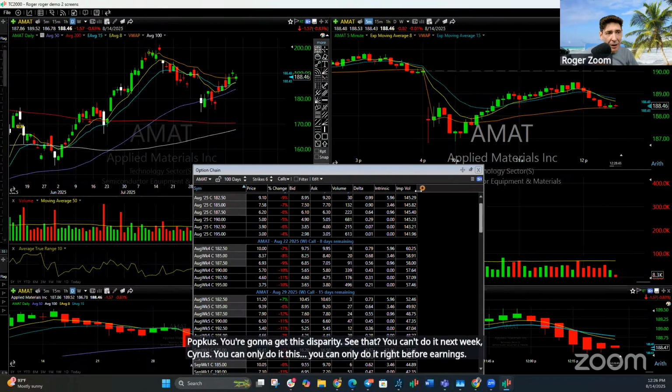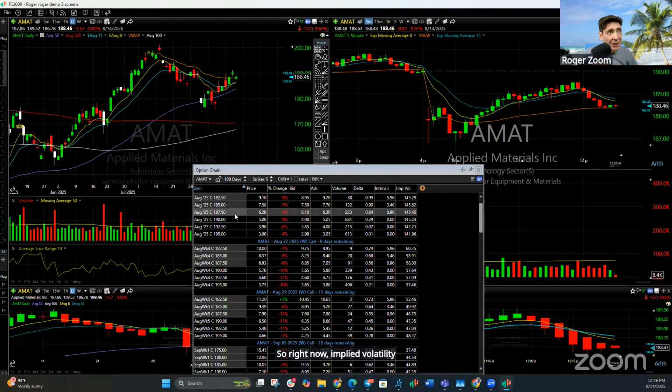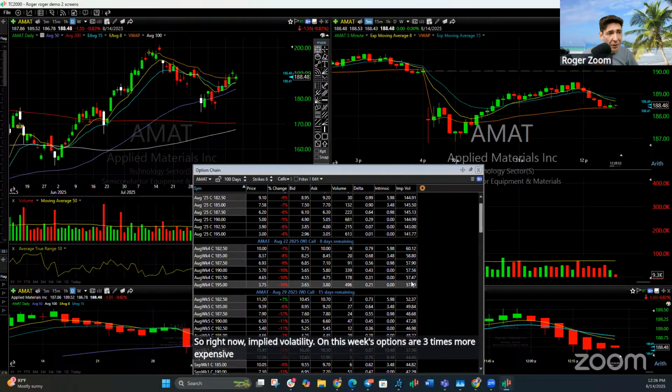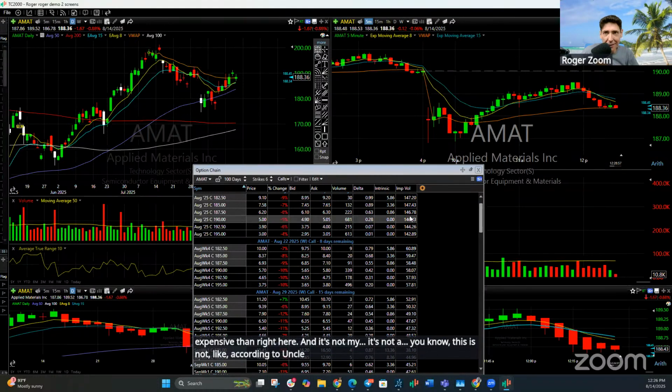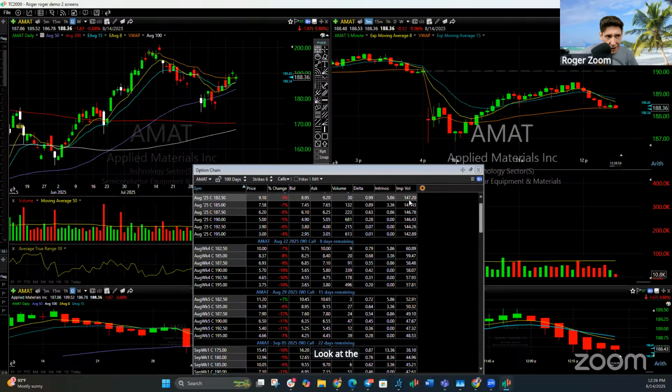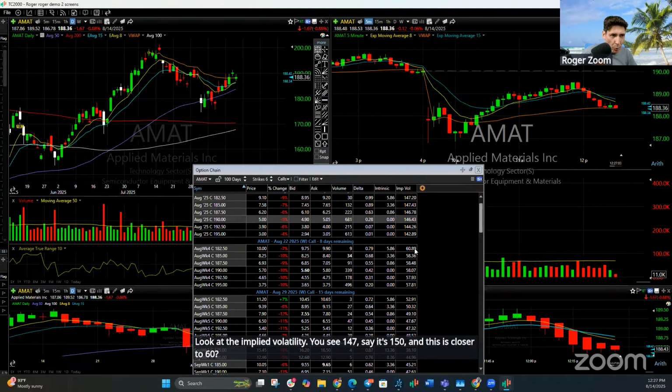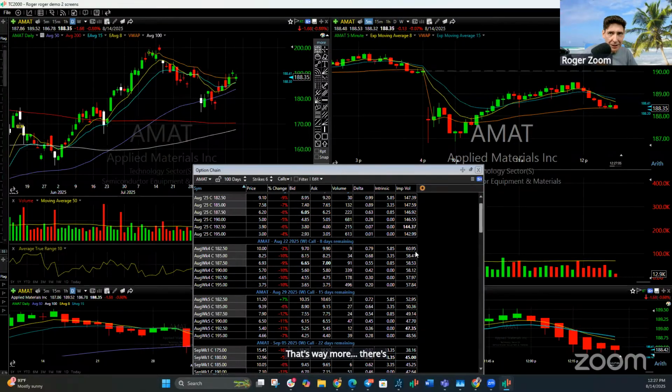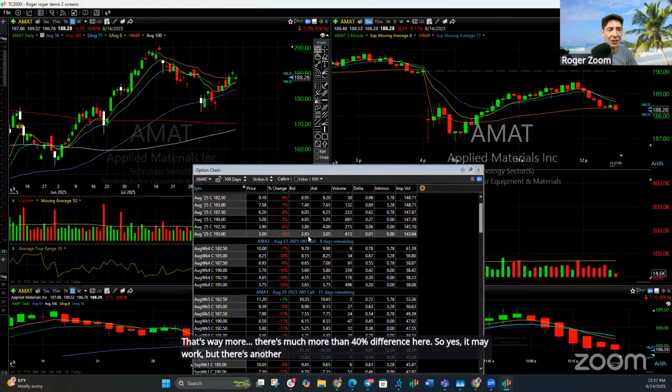So right now, implied volatility on this week's options is 3 times more expensive than right here. And this is not according to Uncle Roger. This is just math. Look at the implied volatility. You see 147, say it's 150, and this is closer to 60. That's way more. There's much more than a 40% difference here. So yes, it may work, but there's another condition it has to satisfy, and I talked about it, and I'm not going to get into it right now.